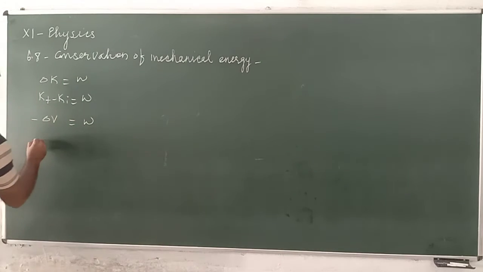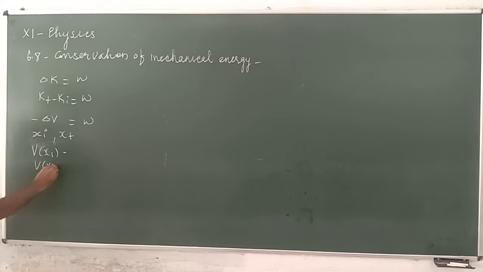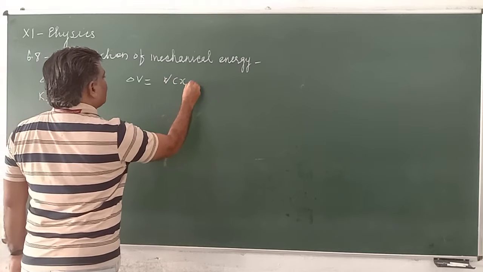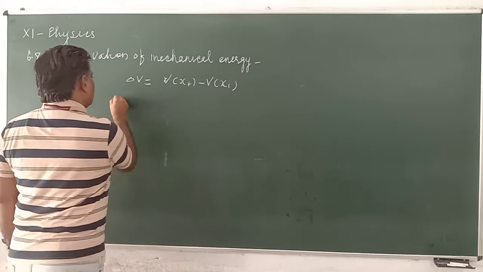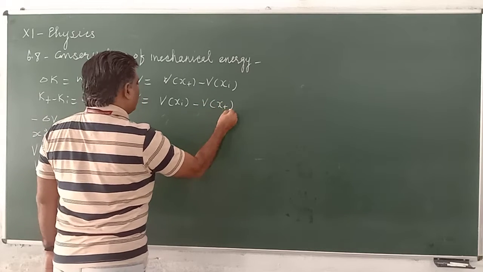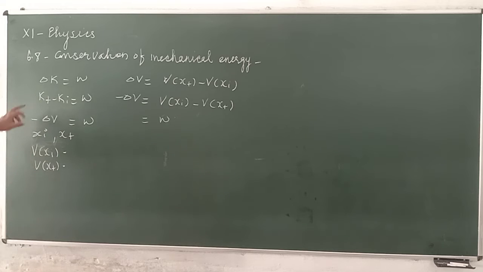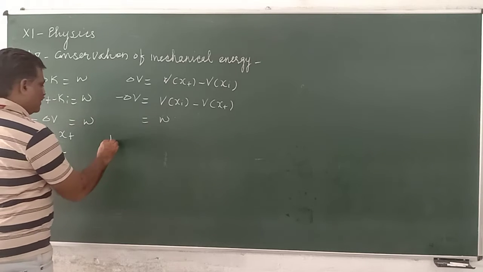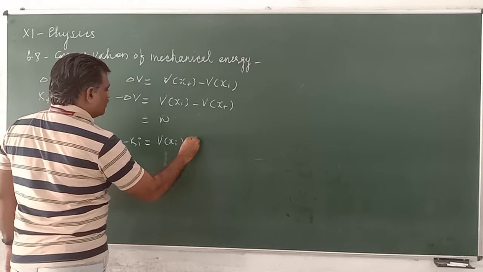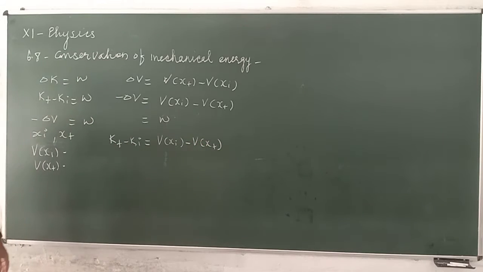So we get W is equal to V final minus V initial. Suppose that there are two positions, Xi is the initial position and Xf is the final position. So V(Xi) is the initial potential energy, V(Xf) is the final potential energy. Therefore minus delta V is equal to V(Xi) minus V(Xf). This is also equal to work done. From these two equations, we can show that K final minus K initial is equal to V(Xi) minus V(Xf). This is one thing.